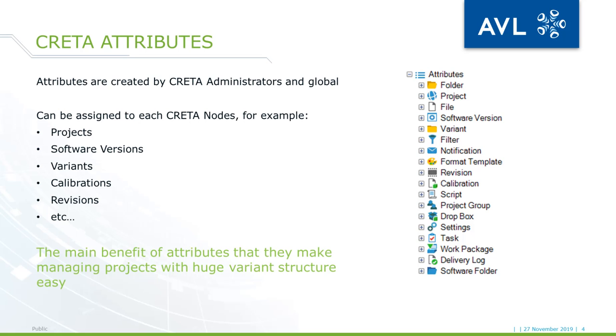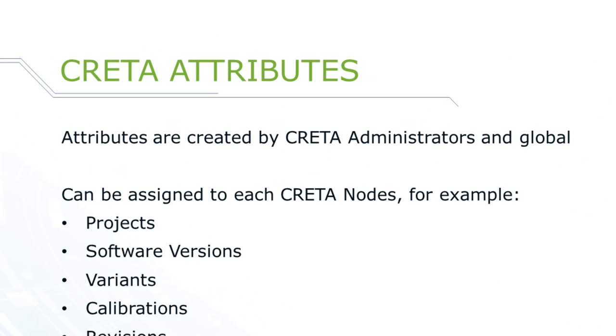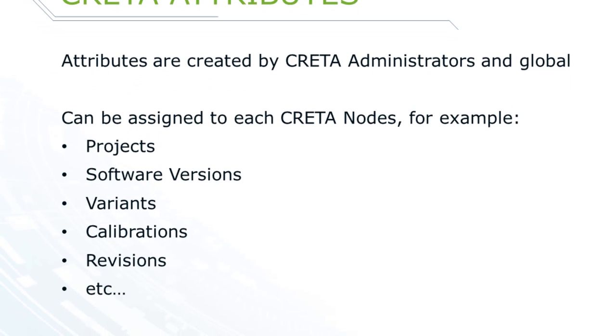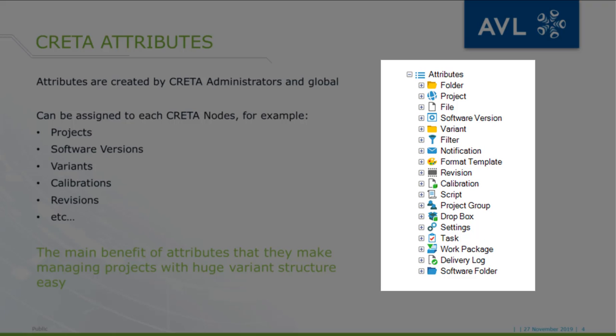First, let's take a look at Creta Attributes in general. The attributes are created by the Creta administrator and they are a global function, which means regardless of the location and client, they can be assigned once being created. The attributes can be assigned to each Creta node, for example, projects, software versions, variants, calibrations, revisions, and so on. You can see how it looks like in the Creta menu on the right side.